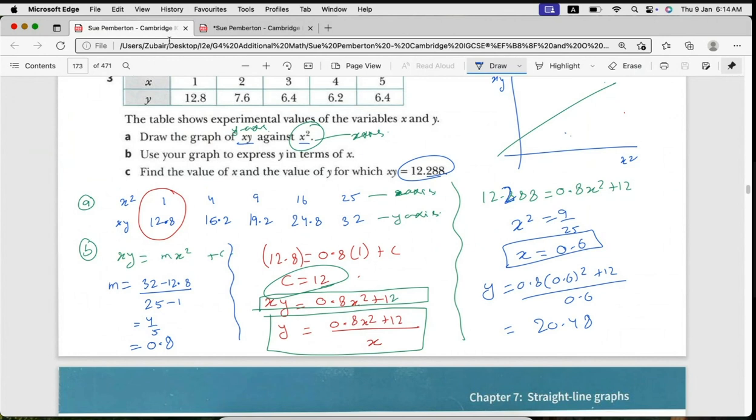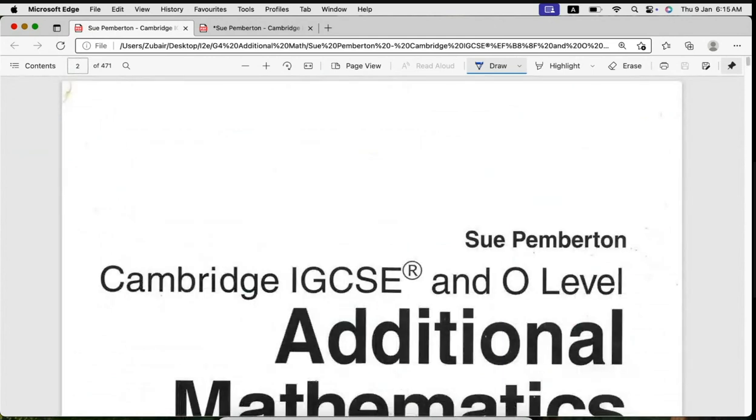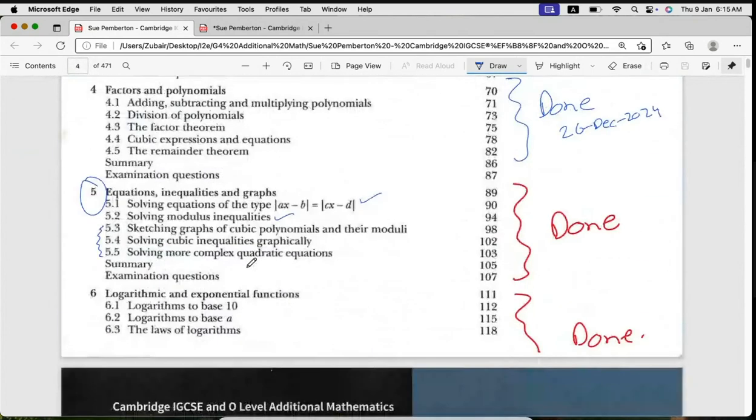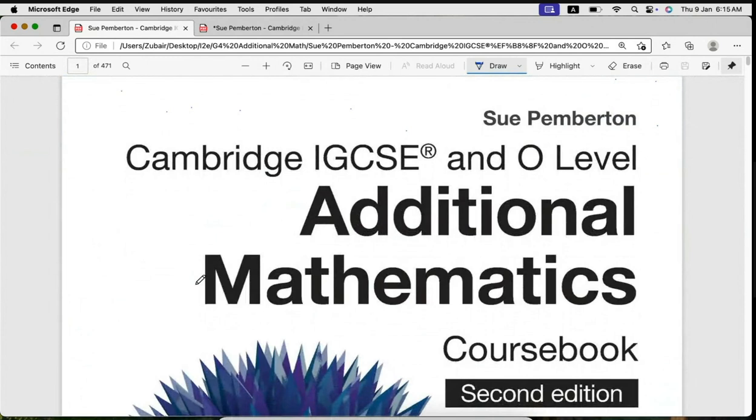Apart from the process, you need to copy the question carefully as well. Okay. So do practice. Our next topic would be circular measures. This is mensuration, area and perimeter, which would involve basic trigonometry as well. Do practice a few questions. See you in the next class. Thank you.